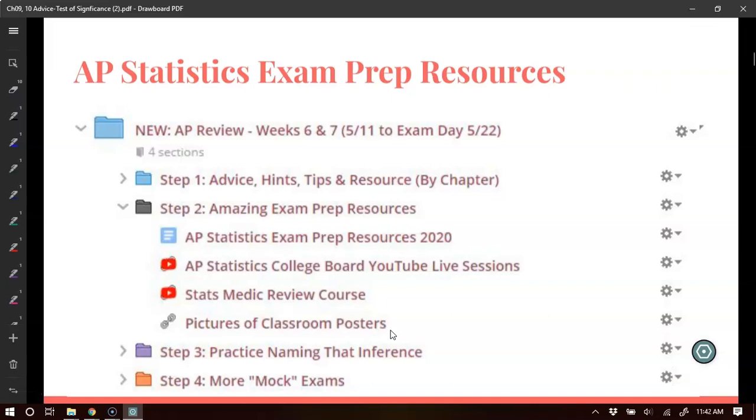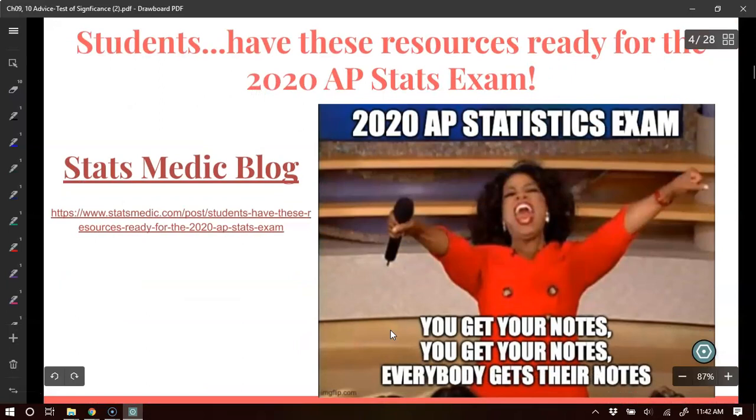Those are great review things to look over before the exam. Step 3 is practice naming that inference test. You can look at prompts and determine which test or confidence interval you're supposed to use. And step 4 is more mock exams if you want to practice those. All right, so first we received an email from Stats Medic. They posted a blog about the resources that they think students should have ready before they take the 2020 AP Stats exam. You can click this link or you can type it in and you can see what they think is going to be helpful for you on Friday.